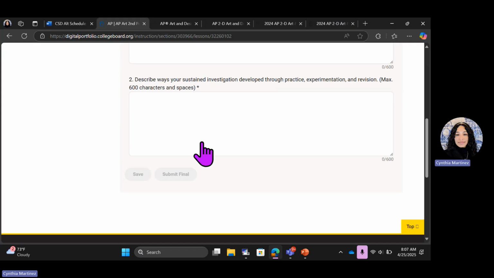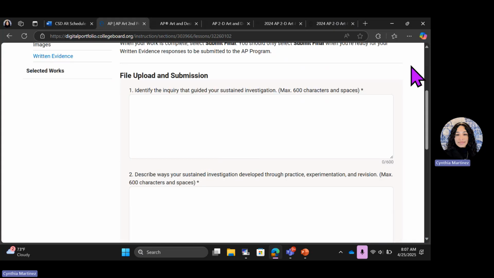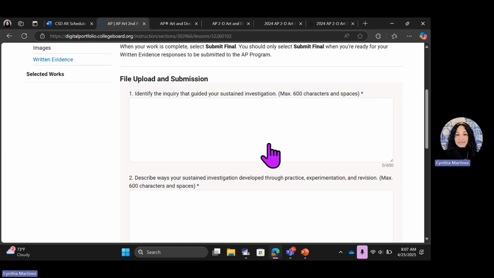You will see two boxes. This is where you will write your 2 paragraphs to explain your artworks. So the first question you're going to answer is this: identify the inquiry that guided your sustained investigation. You must write a maximum of 600 characters. Can you write less? Yes.